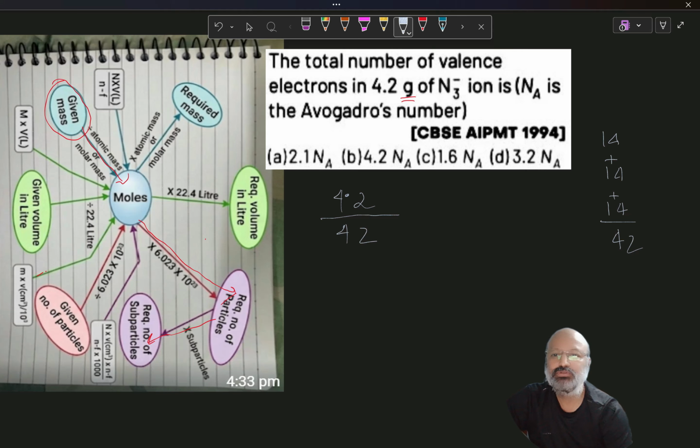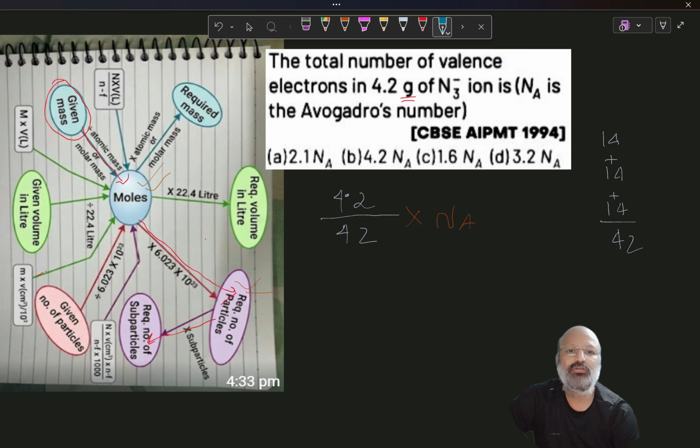So 42 has come. There is the number of moles. Here you have reached the number of moles. Now, from the moles, you need to go to the particles. So you need to multiply by Avogadro's number. Now you have reached here. Now, the last part, you need to go to the subparticles because they are not interested in molecules or atoms. They are interested in the number of electrons, and that is the subparticles.